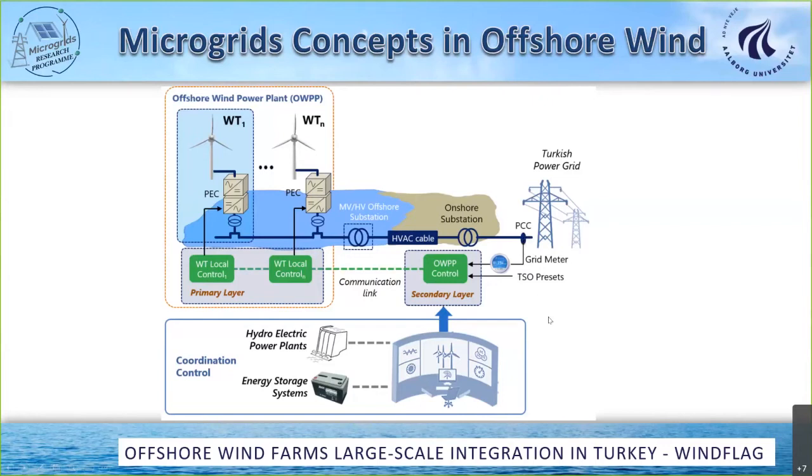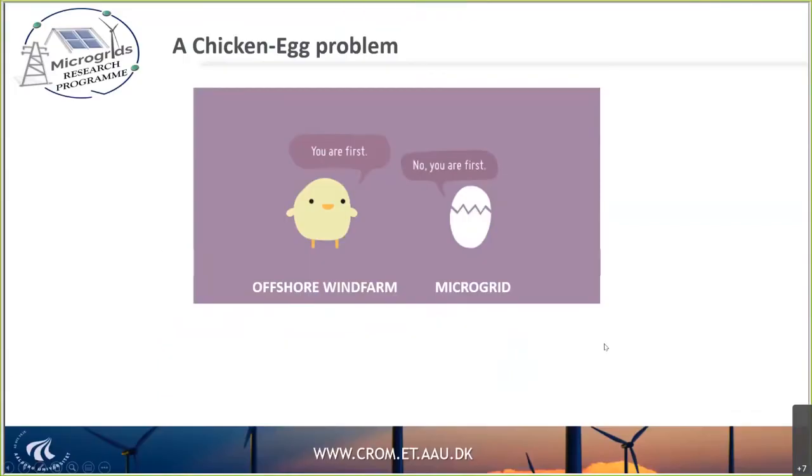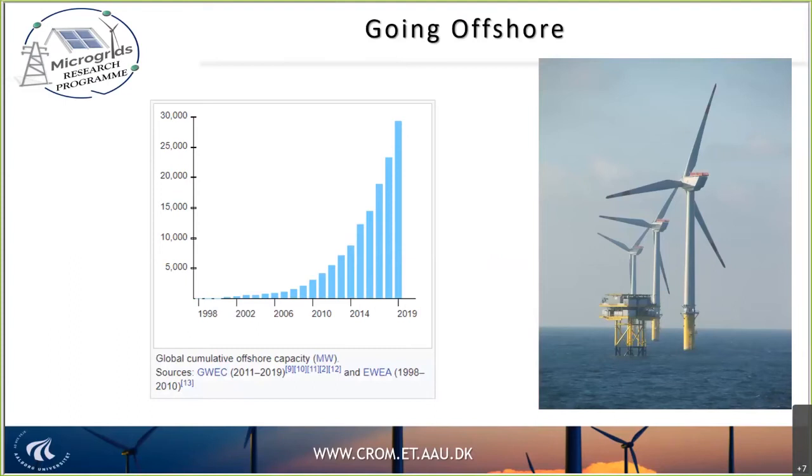Yeah. So we are using kind of the same principles in microgrids: primary control, secondary control, and finally tertiary control, which is the coordination control with other energy storage systems. So here we can see a chicken and egg problem, right? We have on one hand offshore wind farms, and on the other hand microgrids. So how all this is connected, I will show you some examples in which you can see what is happening.